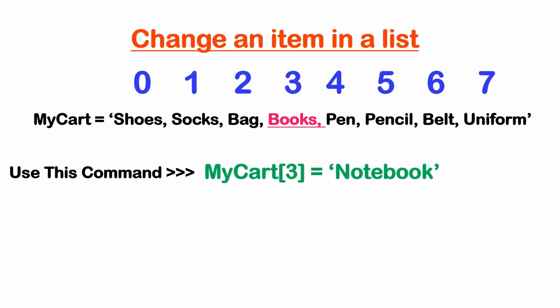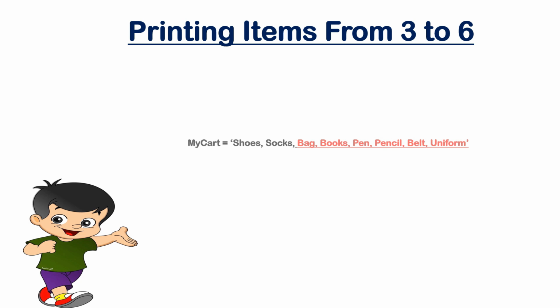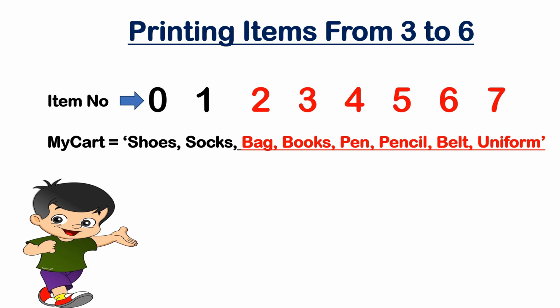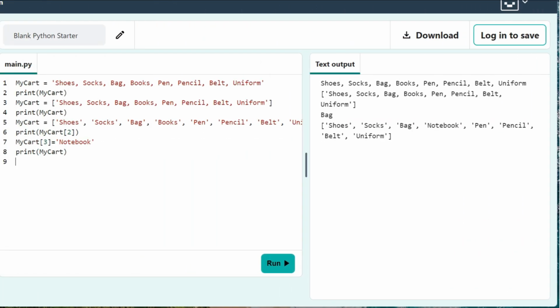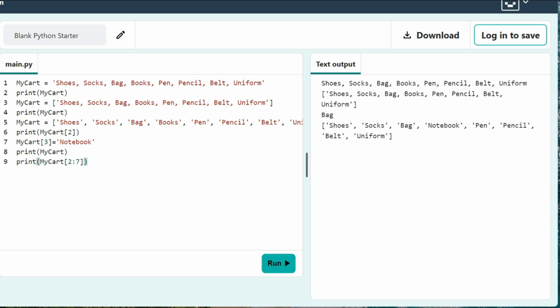Now we will see printing the items from 3 to 6. So how can we do it? You can use this command to get that output. Print my cart in square bracket, writing 2 colon 7, is the same as saying show the items from index position 2 up to index position 8.